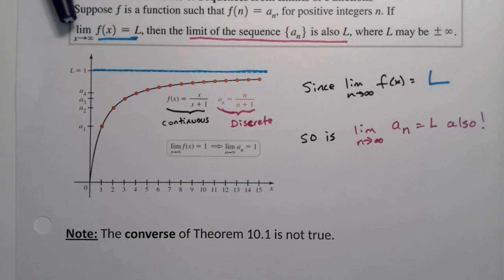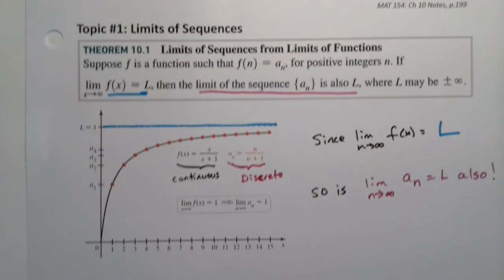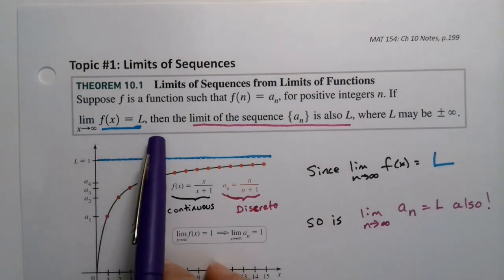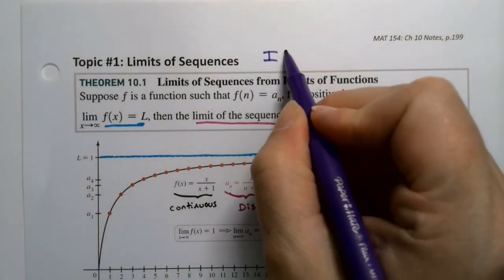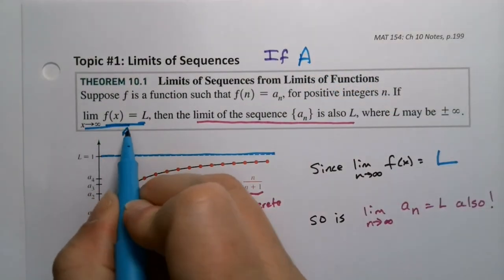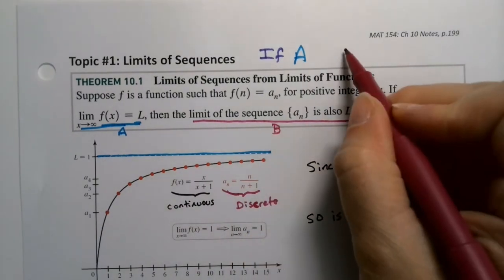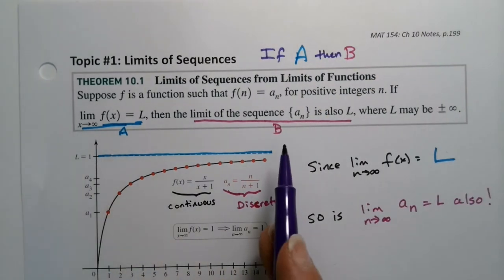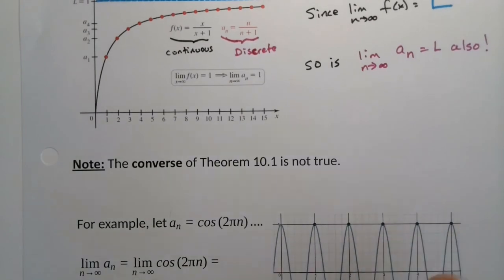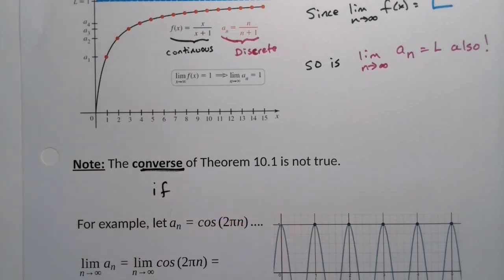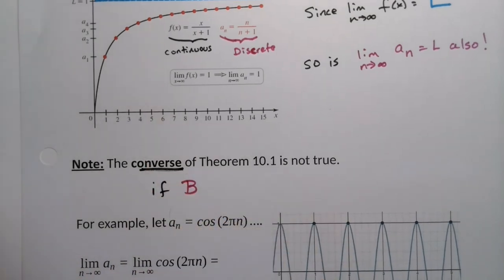Now, the converse is not true. I love it when they put these in books and then expect you to know logic theory. So converse, what's that? Well, let's go back here. This statement says if this, then this. So if A is true, then B is true. The converse says that if B, then A.